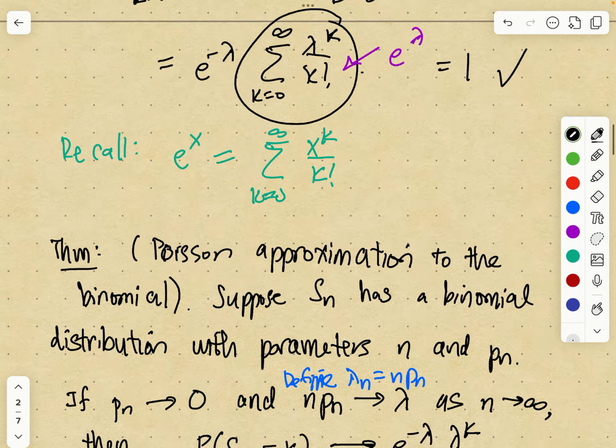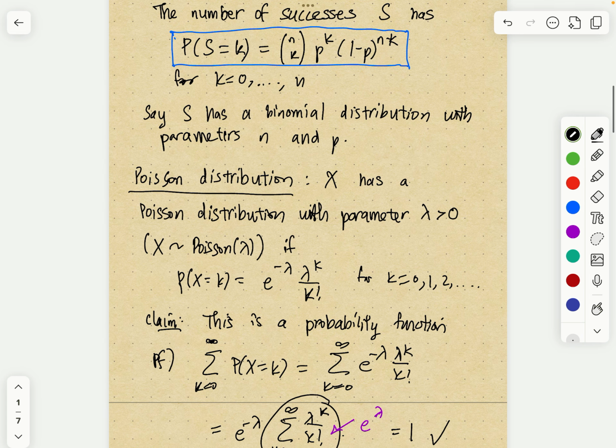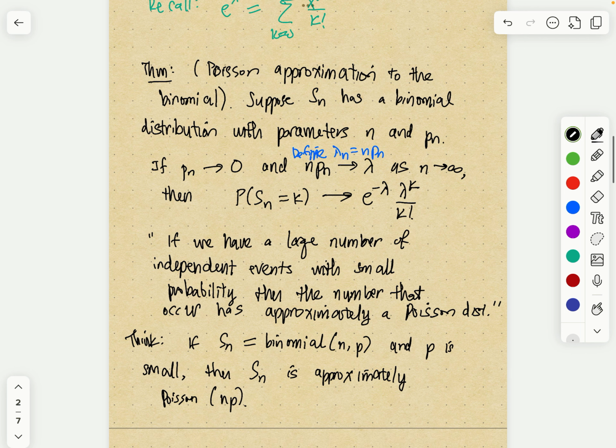Okay, so in this video, what we did was we reviewed the Poisson distribution and the binomial distribution, and then we proved the theorem that if you have a bunch of random variables, S sub n, with binomial distribution with parameters n and p sub n, and n times p sub n approaches some number lambda, then as n goes to infinity, the limit of the probability that S sub n equals k is equal to e to the minus lambda times lambda to the k over k factorial. That's the theorem.